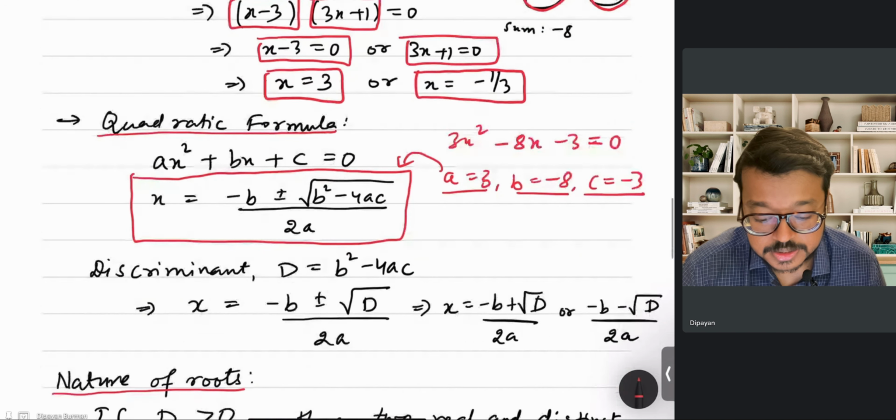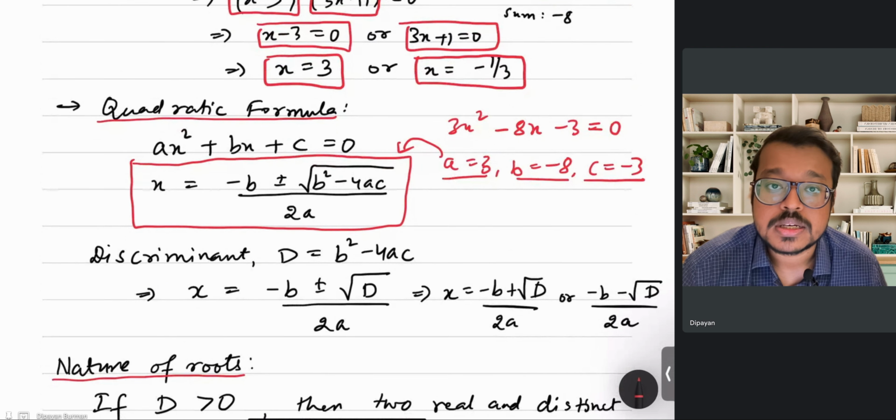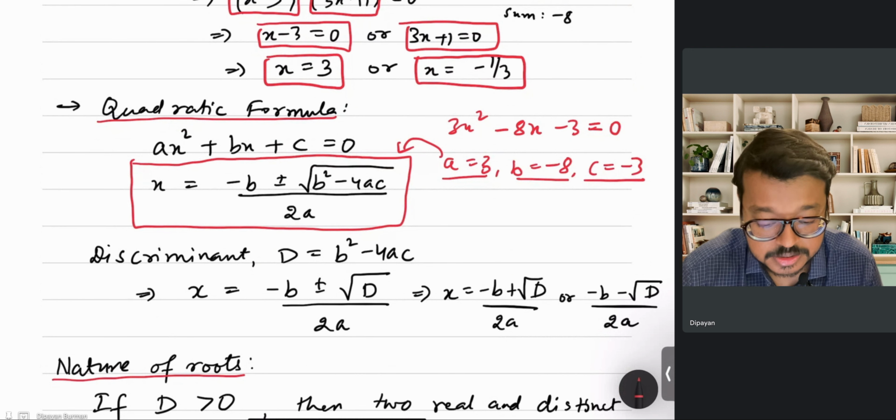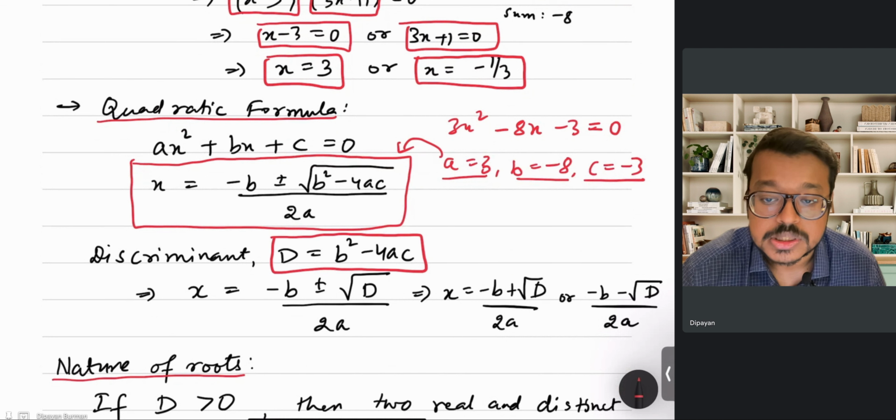Now in this quadratic formula, there is a square root of some quantity. So that quantity is known as the discriminant. The b square minus 4ac value is known as the discriminant of the quadratic equation.